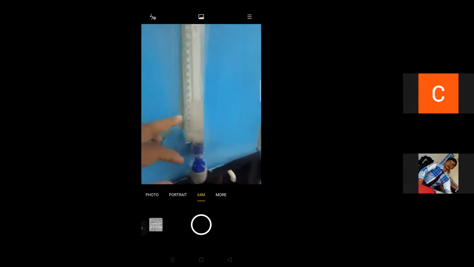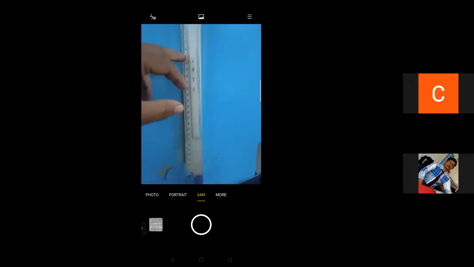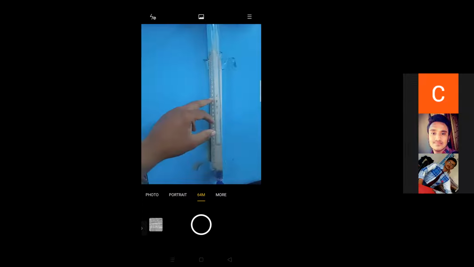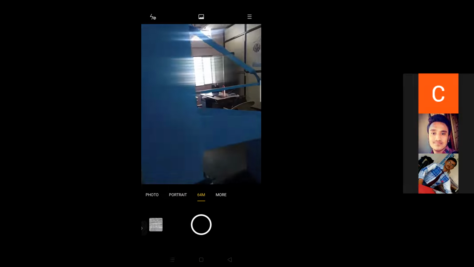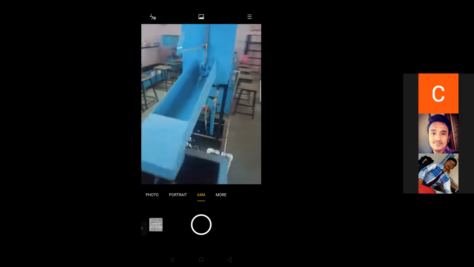So now we'll allow the water inside this particular tank to rise to a certain level, and then we'll make it stable so that we can take the reading. Okay. Till then, I will tell you how to take the reading of X and Y.